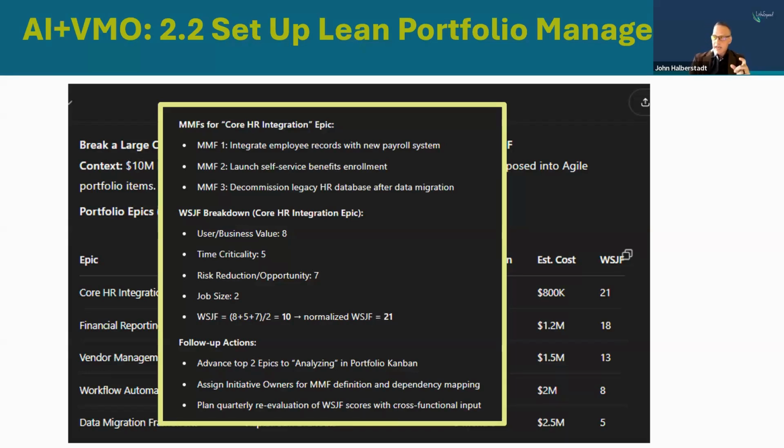And I really like having, especially if you're just getting started with your VMO, this idea of, we've got the portfolio Kanban for LPM. We need to make sure that we're limiting WIP. So we're only going to advance the top 2 epics to analyzing, those sorts of things. It's baked into its answer. So I find that to be very helpful, especially for those of us who are just getting started.